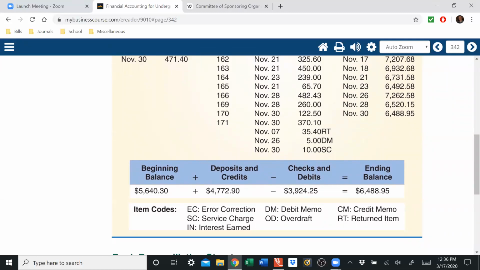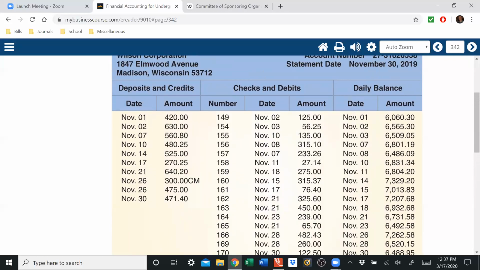And then RT is return item. Trying to think what that would be. This is essentially very similar. You can just think of this as an NSF check. A not sufficient funds check is a check that a customer of Wilson Corporation has written to Wilson Corporation to pay off their account. Wilson has debited cash and credited that customer's account receivable. But then when Wilson looks at the bank statement, they see, oh, that customer did not have enough money in their bank account to cover that check. They didn't have the money in that account. So that would show up right here as a debit memo, as a debit to Wilson's bank account.